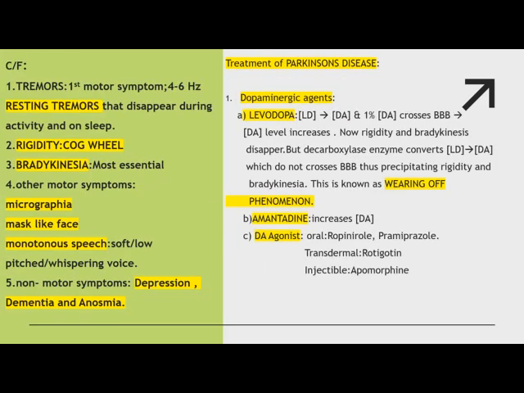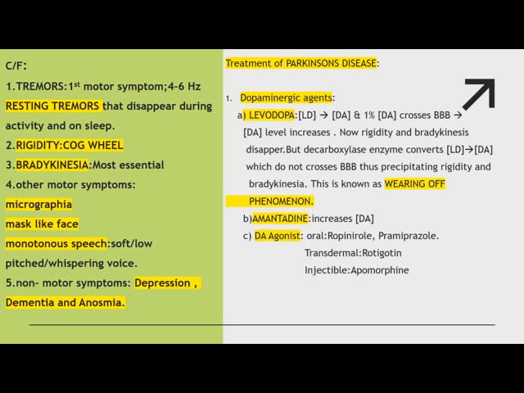Now, the clinical features of Parkinson disease. Tremors occur. What kind of tremors? Resting tremors occur. The tremor is the first motor symptom, and the tremors are of 4 to 6 Hz. These resting tremors disappear during activity and in sleep.